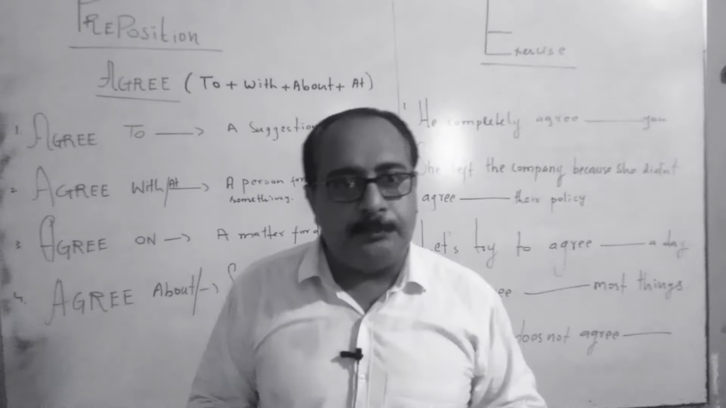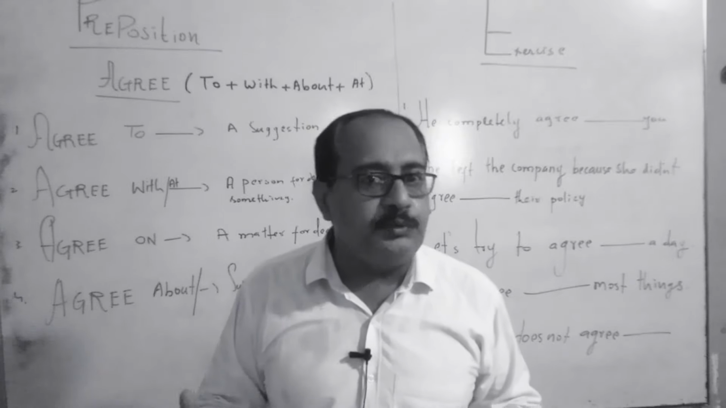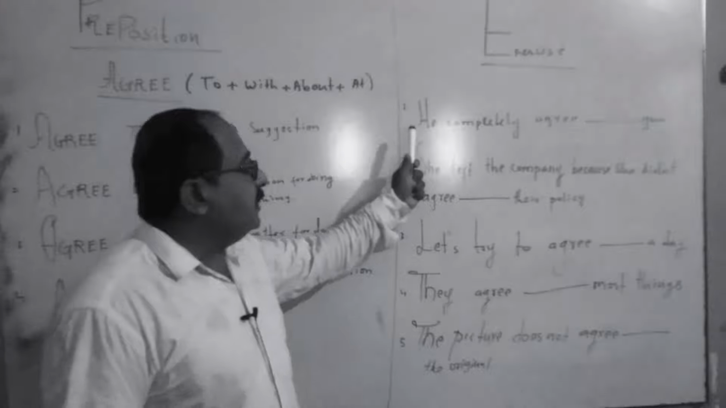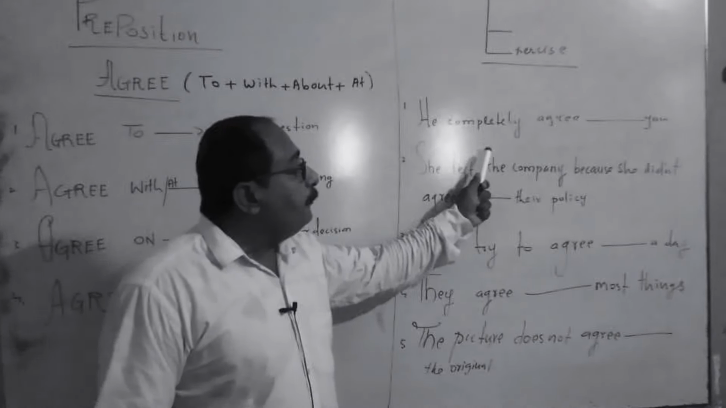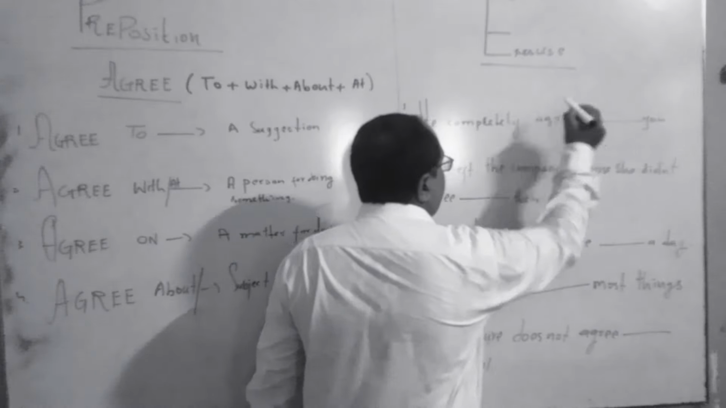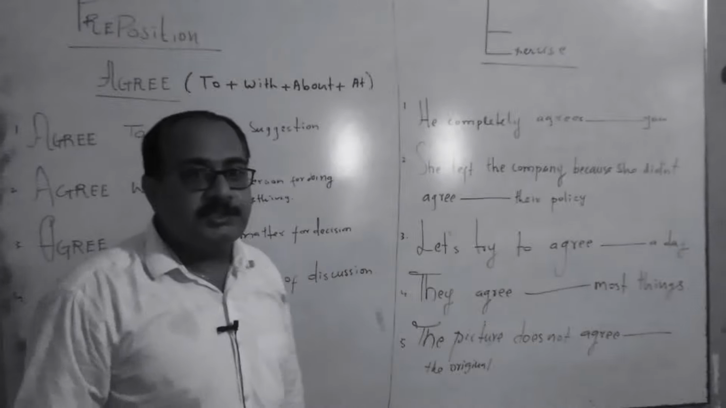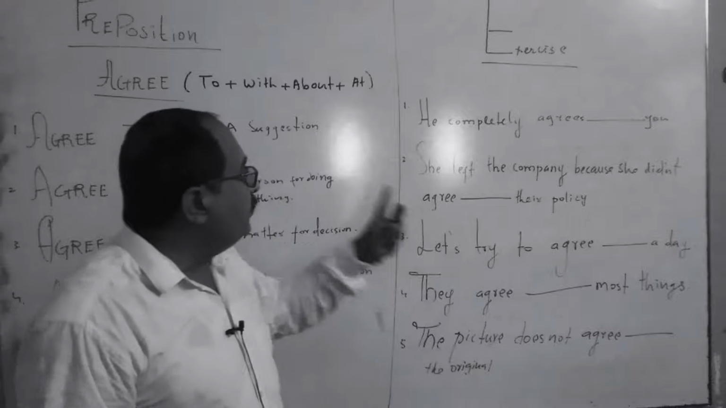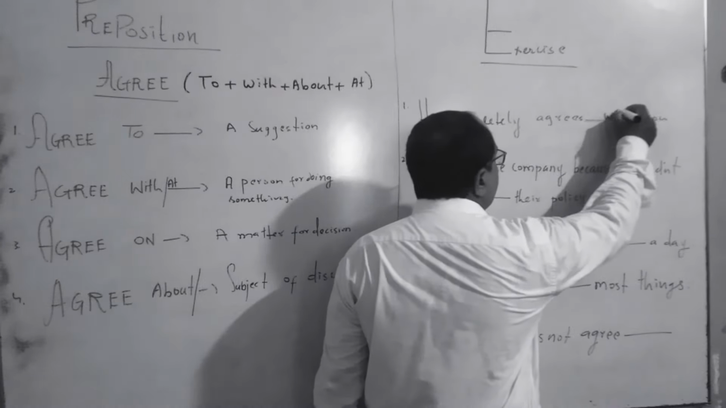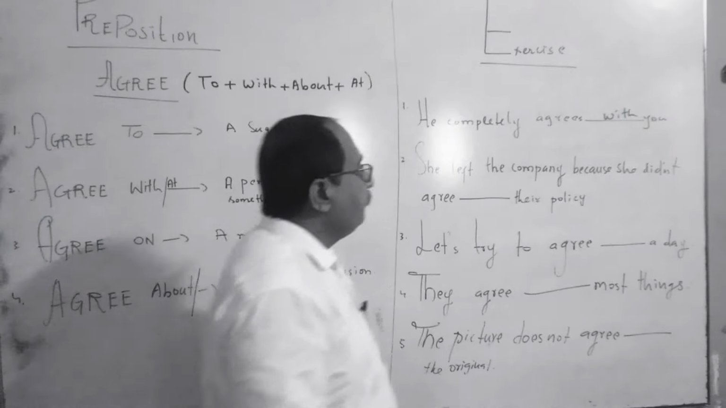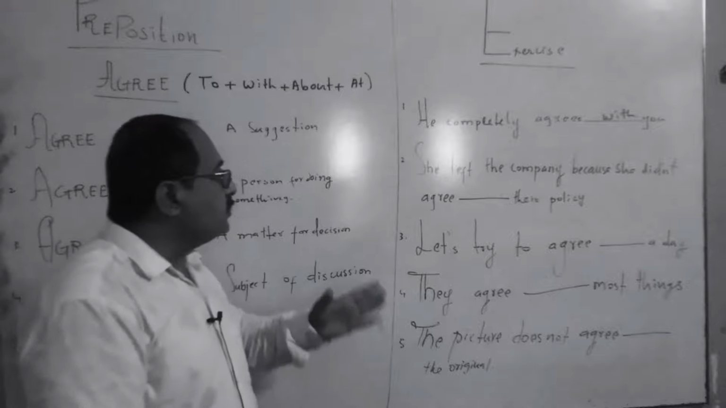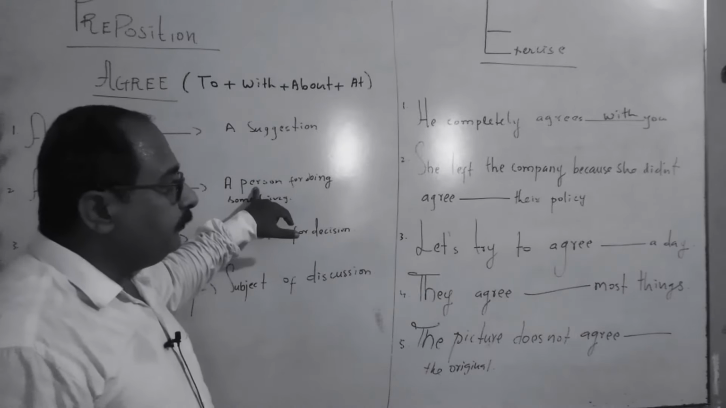Now let's do some practice, and then you'll come to know which will be the appropriate one. Number one, the sentence says, he completely agrees dash you. Here the appropriate one would be: he agrees with you. With will be the appropriate one. He completely agrees with you, because here we are talking about a person.